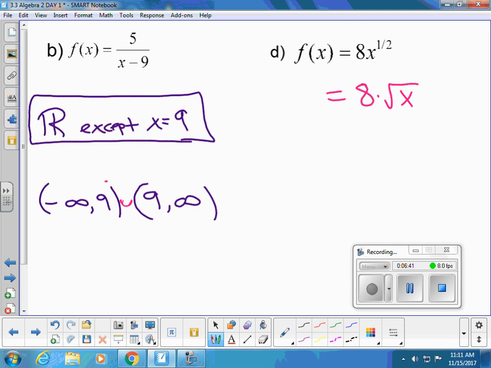Can I square root positives? Can I square root negatives? No. And can I square root zeros? Yes, so 0 through infinity is our domain again. It's always going to be your domain if there's a square root, a 4th root, or a 6th root, or any even root.